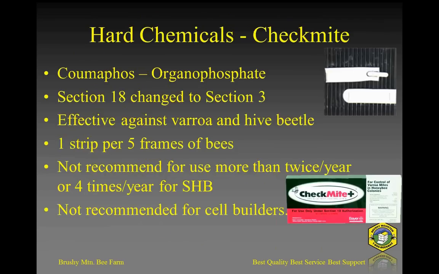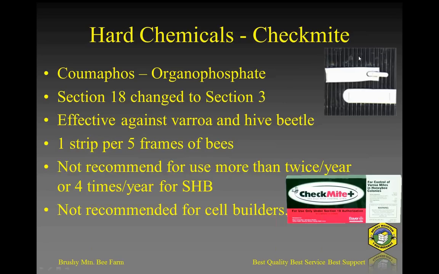Let's move on to Checkmate. Checkmate, the active ingredient is coumaphos. It's an organophosphate. It was Section 18 for a long time, which basically means it was an emergency registration. It wasn't until just a few years ago that it got its full registration as Section 3. The one nice thing about Checkmate is that it's effective against Varroa and hive beetle.